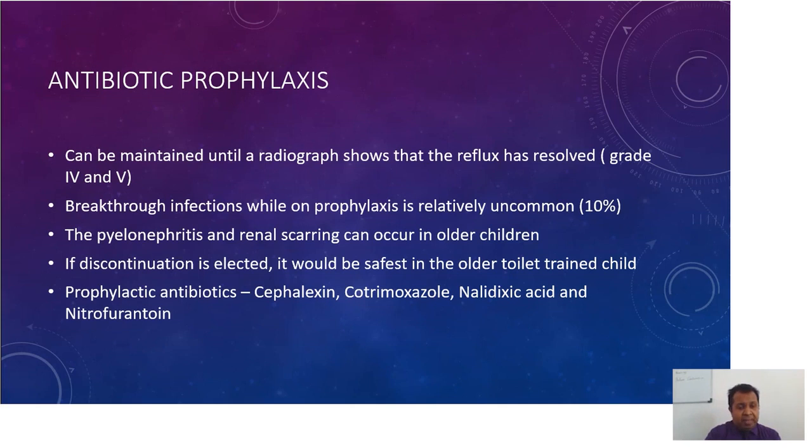Another important fact is that pyelonephritis and renal scarring can occur even in older children. We know that the kidneys are growing fast during the first 2-3 years of age, and if you get pyelonephritis during that period when the kidneys are rapidly growing, the risk of scarring is higher. But even older children, even young adults, can get a scar following a severe episode of pyelonephritis.